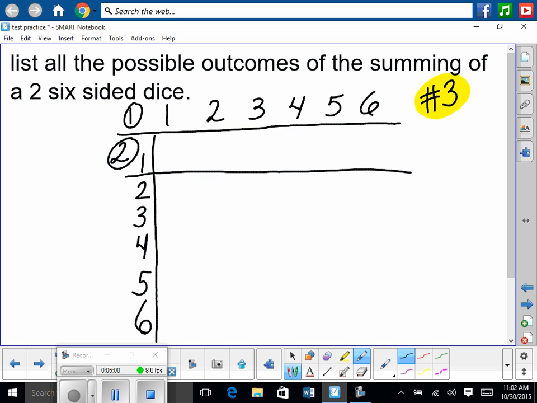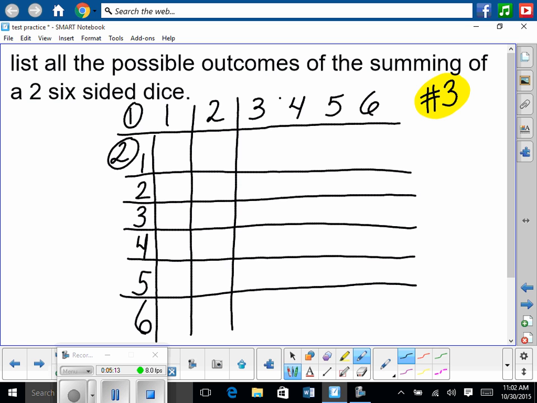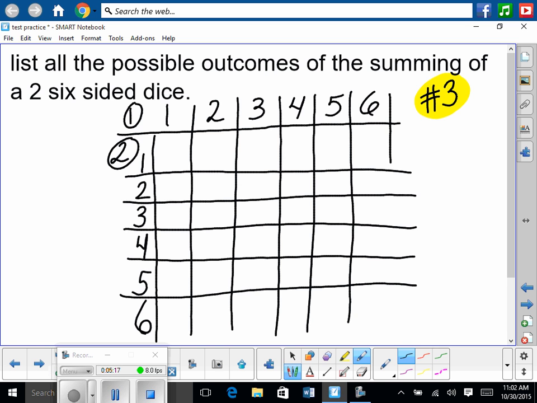So I'm just going to fill in my lines to keep this nice and pretty. But we don't have to fill in the lines if we just keep it really organized. Okay. All right, so let's fill it in. So 1 plus 1, a lot of people multiplied. It said the summing of two 6-sided dice. So 1 plus 1 is 2. And then if you add these, it will go as follows.